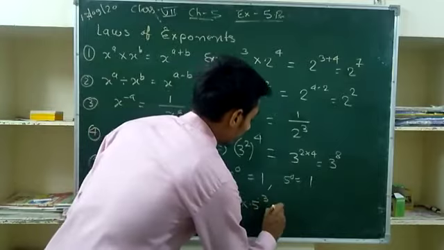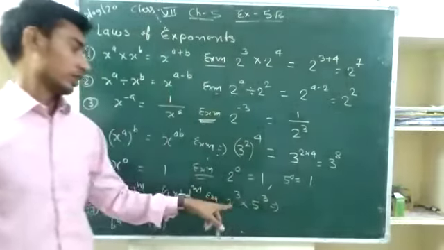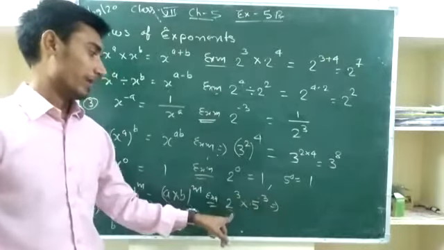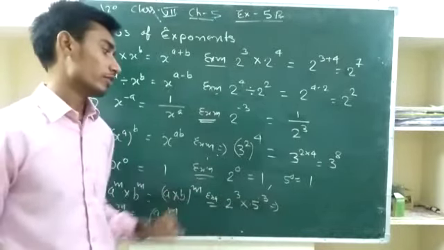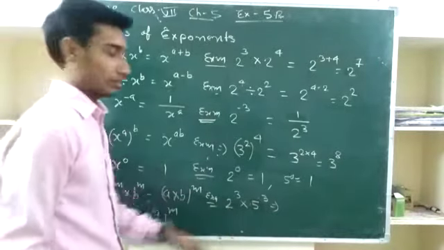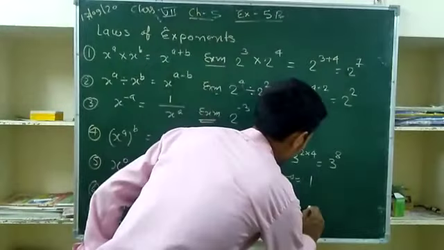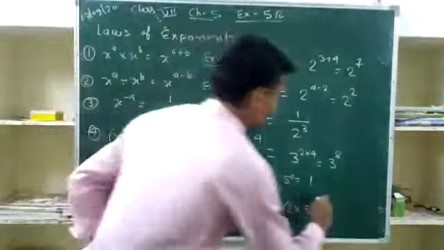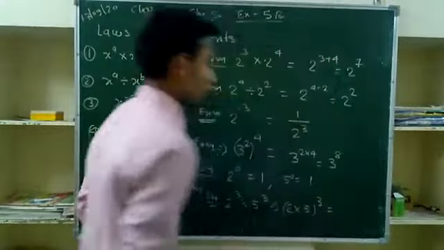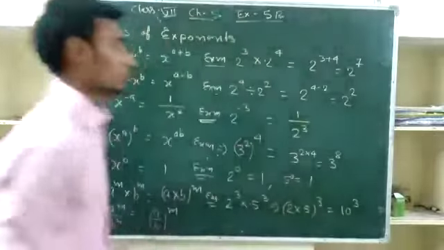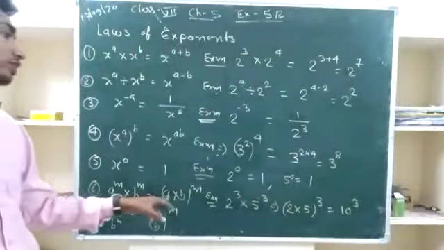5 multiply 3. Here you can see that the exponent is the same, 3 and 3, but the base is different, 2 and 5. How will you solve questions like this? First multiply the bases, 2 multiply 5, and write the power one time, 3 only. So 2 fives are 10, 10 raised to 3. That is the way to solve this kind of question.